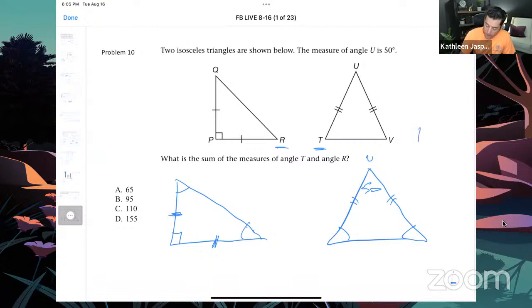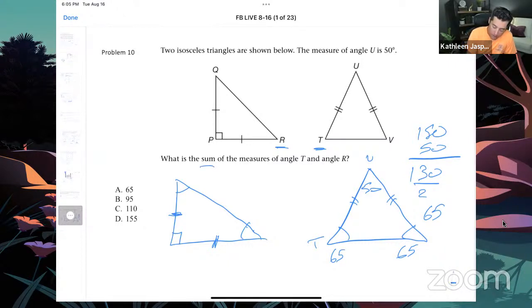If I always have 180 degrees in my triangle, and then I take 50 away for angle U, I'm left with 130 degrees. Because I have two equal angles, just divide by 2 and we get 65. So that means this angle is 65 and this angle is 65. This is angle T, and that's the one I need. Remember, we want the sum.